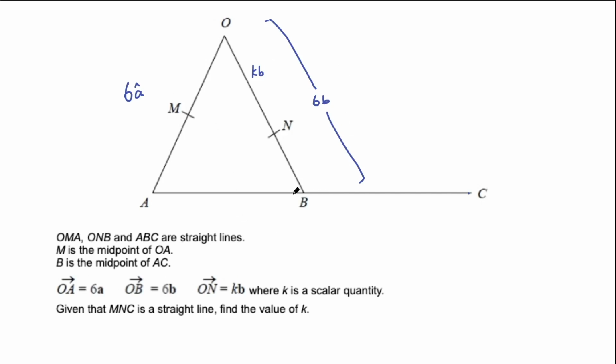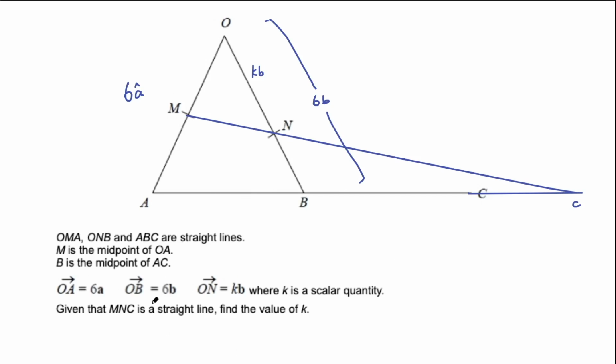Okay, so the key to this question is to find MN and then MC and compare the coefficients of those two vectors. So if we want to draw in MNC, you'll notice that it doesn't actually join up with C. So this diagram is not made to scale, but let's just improve it a little bit just so it looks a bit nicer. So let's just say that extends out here and then they join up at C.